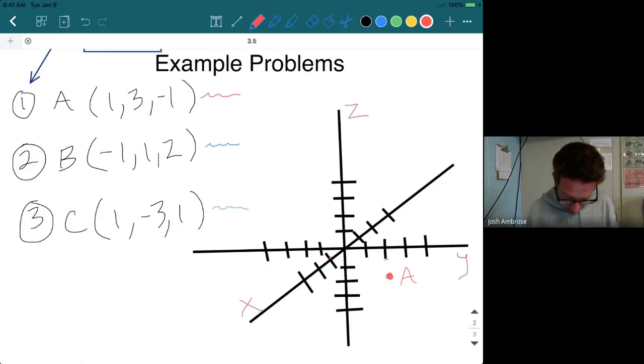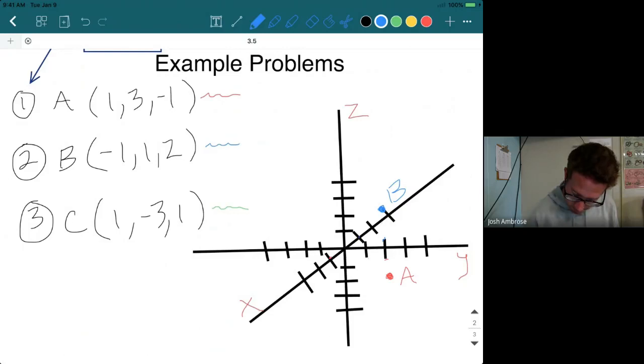And now let's represent B. We got to go to the blue color. Okay. So we are at a negative, which looks like we're going into the screen for x. All right. So there is a 1. Then we have a 1 to the right. And then we have a 2 going up for z. So that would be a 1 and a 2. Looks like we are right about there for our B value.